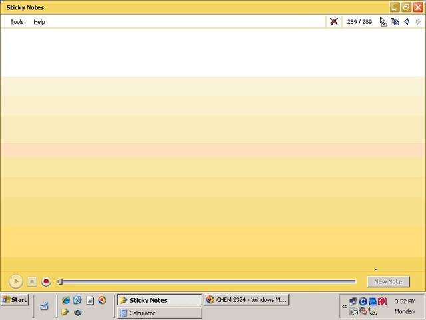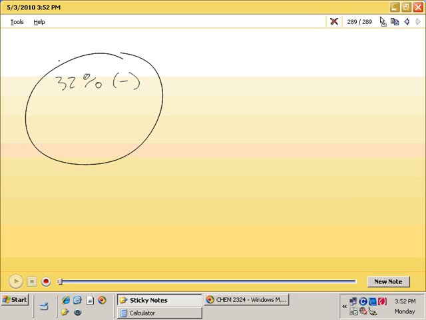Let's say I give you that by another method, you determine that the sample was 32% of the minus enantiomer, and you're told that this mixture, which is only a mixture of the two enantiomers, has a rotation of 50 degrees. And you know it's not pure. So what you want to determine for this problem is the rotation of a pure sample.